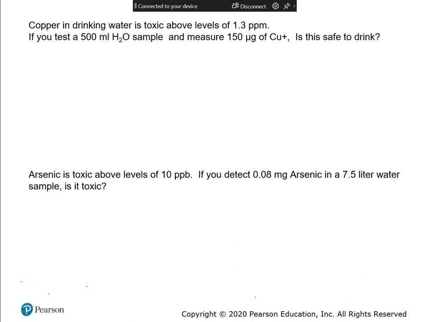So the important part of this is notice in this one, copper in drinking water is toxic if it's over 1.3 parts per million. So if you test a 500 ml water sample and measure 150 micrograms of copper ions, is this safe to drink?